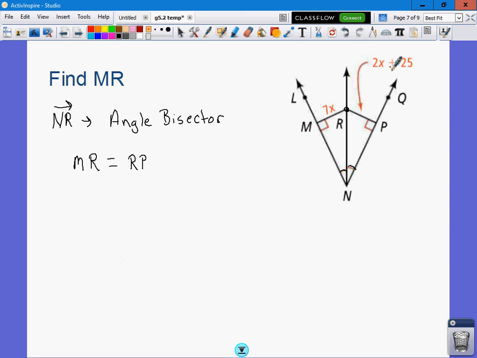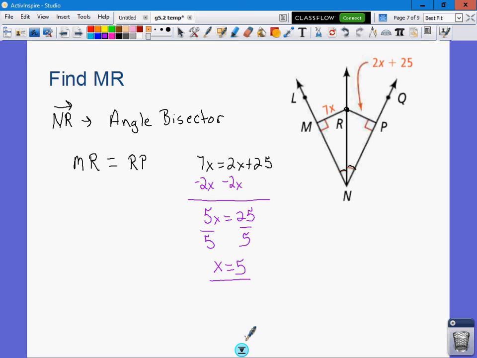What am I going to do with these two values then again? I'm going to set them equal to each other. Putting my x's together, I'm going to subtract 2x from both sides. I now have 5x equals 25. And I'm going to divide both sides by 5. And I get x is equal to 5.